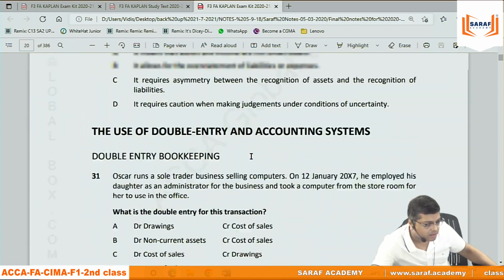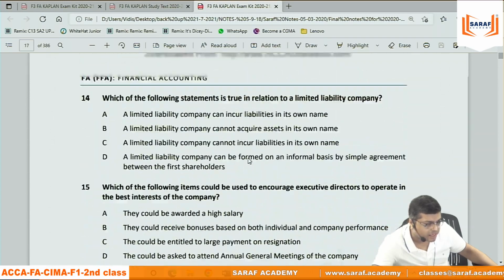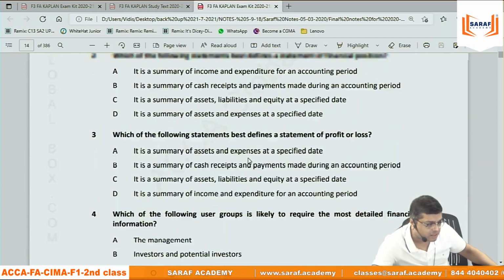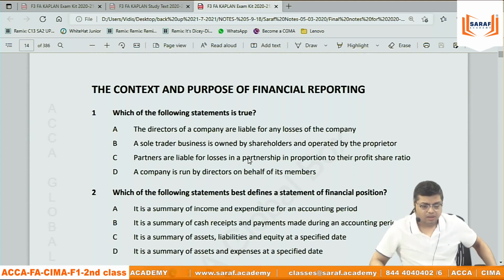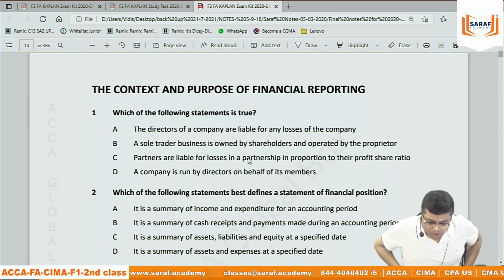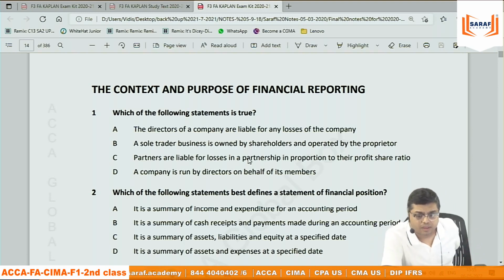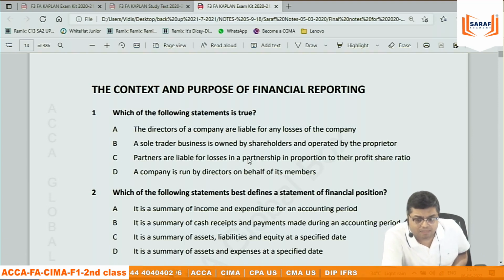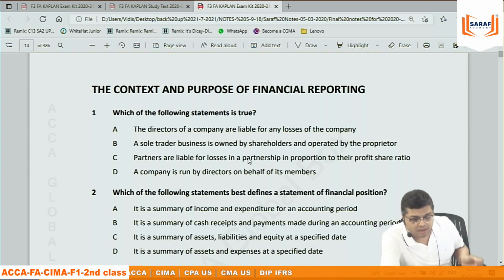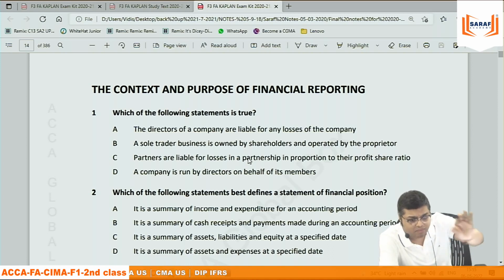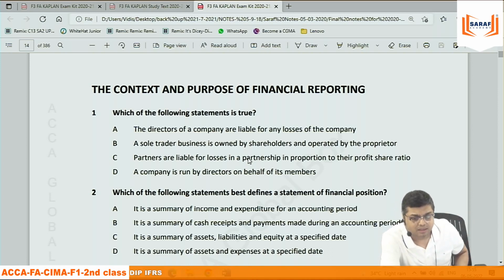Question number 1. The area 1 to 7 we have discussed. Which of the following statements is true? The directors of a company are liable for any losses of the company. I am not asking anybody which one; whether point A is wrong or right. The directors of a company are liable for any losses of the company. Whether point A is wrong or right.